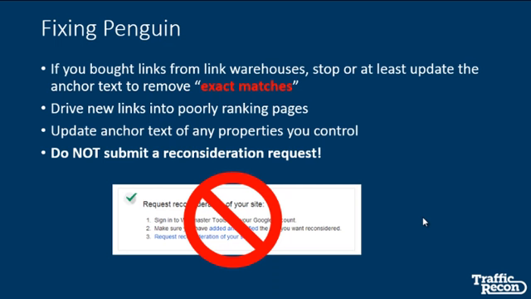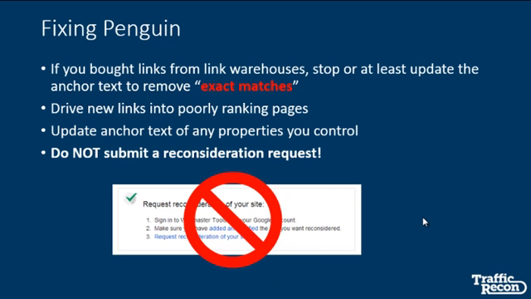Drive in new links to poorly ranking web pages. So if you were hit on a single page level, then go back and actually start to go after links for that same page that dropped. You can outlink a penalty, right? You can outlink Penguin. You can outlink Panda. So if you've dropped, you can bring yourself back in by linking, right?